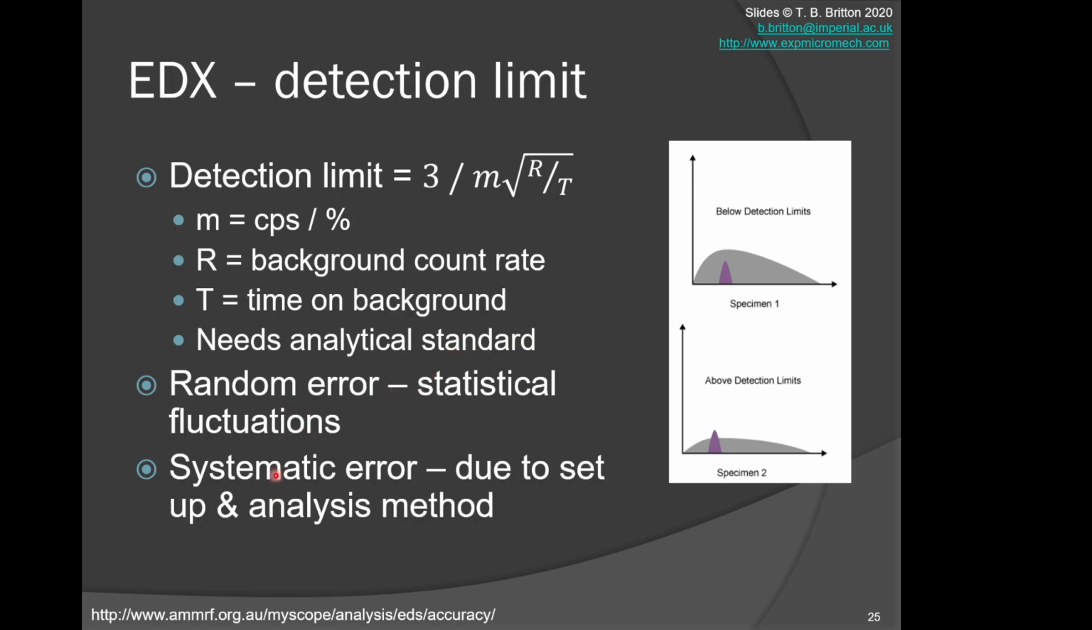There are two types of error that will be introduced. One is statistical fluctuations. Did it produce an X-ray that went to your detector, for instance? The second is that you don't know what you're doing, or there is something broken in the microscope, and that can be due to the setup and analysis method that's present. They are systematic errors, hence a standard-based method is good to establish your detection limit.